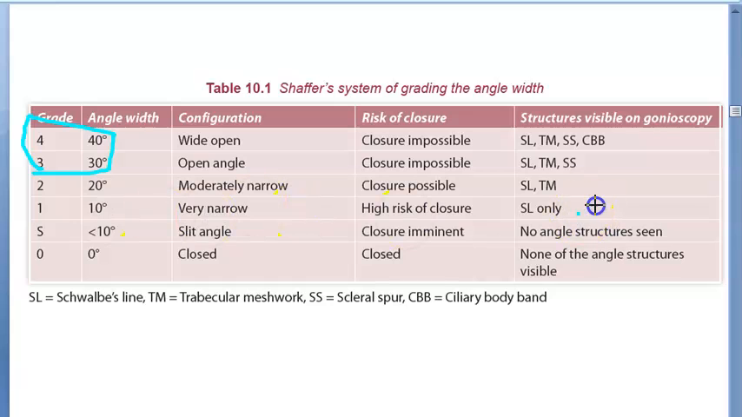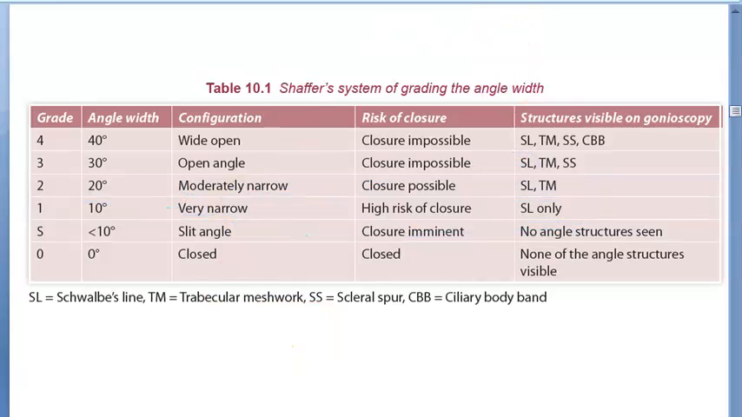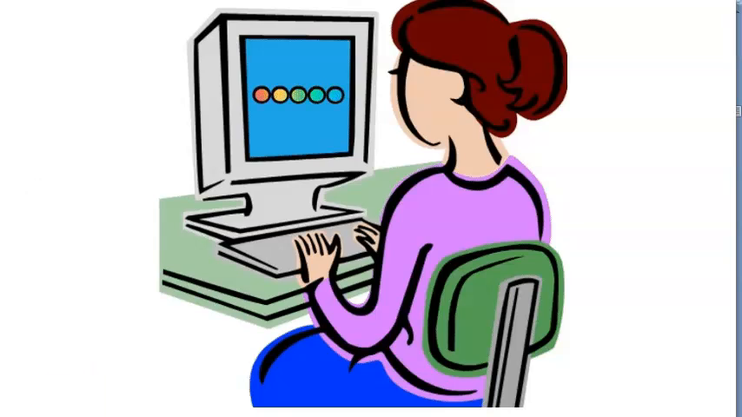Okay, only if you can see just Schwalbe's line and trabecular meshwork, only 1 or 2 structures, that will become a problem. Okay, risk of closure will be there. Is it fine, guys? What we are looking at, you understood about the angle, right?